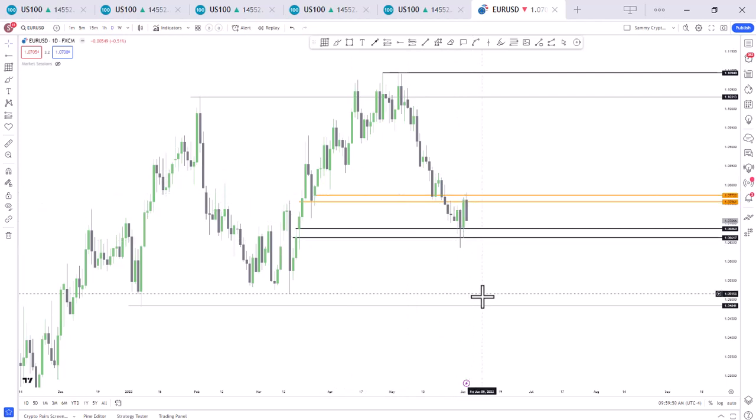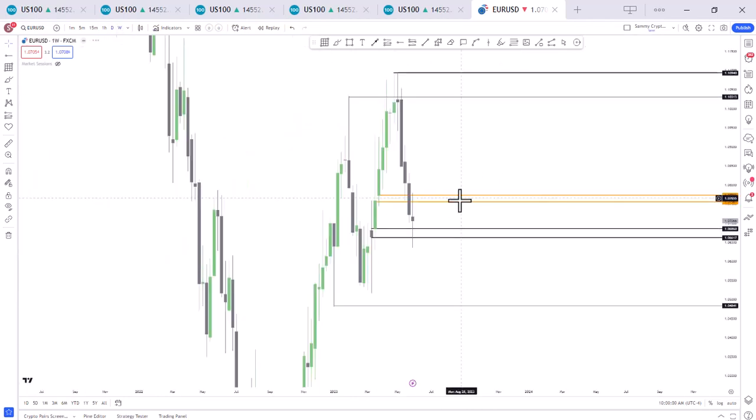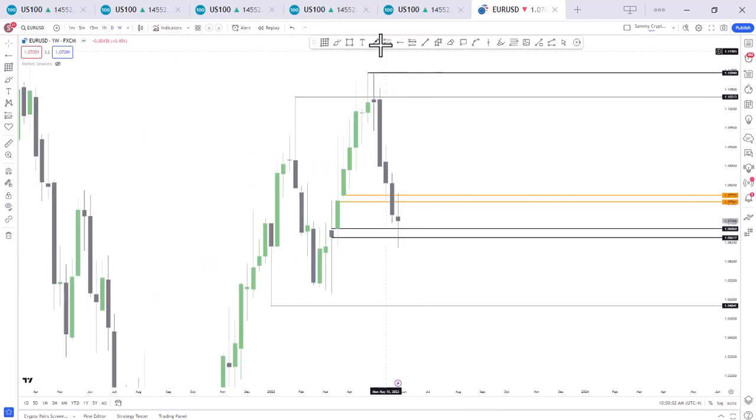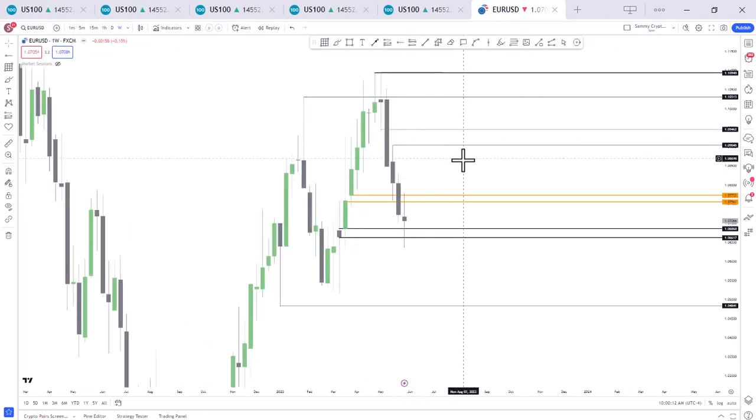So I am marking this level out, this is high liquidity out for Euro USD, right? I'm marking that level out for Euro USD, and I'm going to the weekly time frame. I am marking this level out. That's fair value gap. Okay, so there are different scenarios where that could happen in this case.